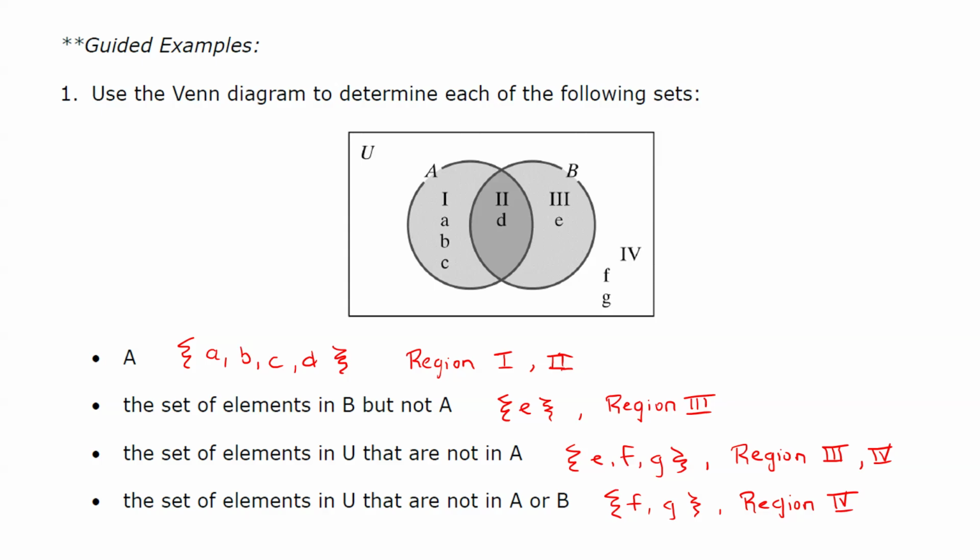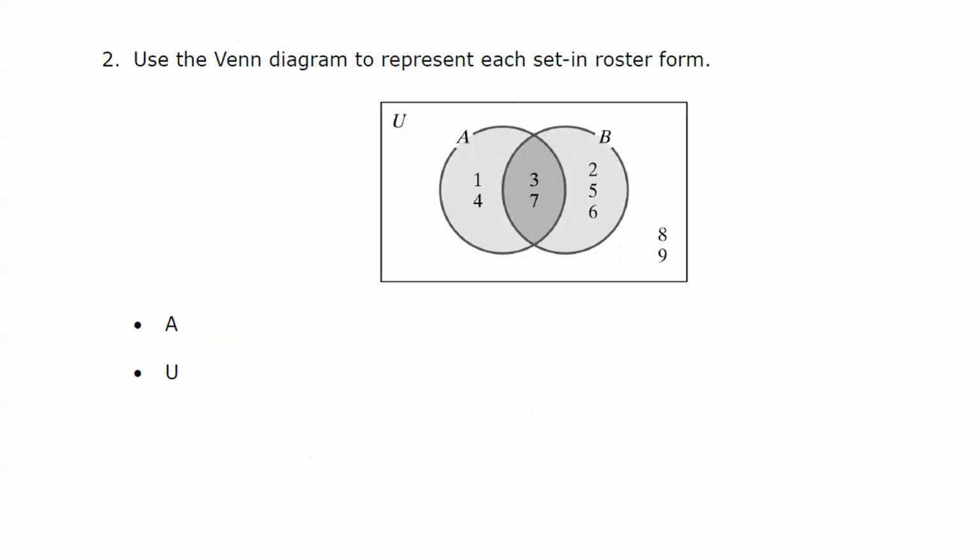Okay, let's do another one. We're going to use the Venn diagram to represent each set in roster form. So again, listing out all the elements with our braces. So we have our Venn diagram here. We have our two subsets A and B. I also see 8 and 9 within the universal set, but they're not inside the circle. So that means they're not contained within A and B.